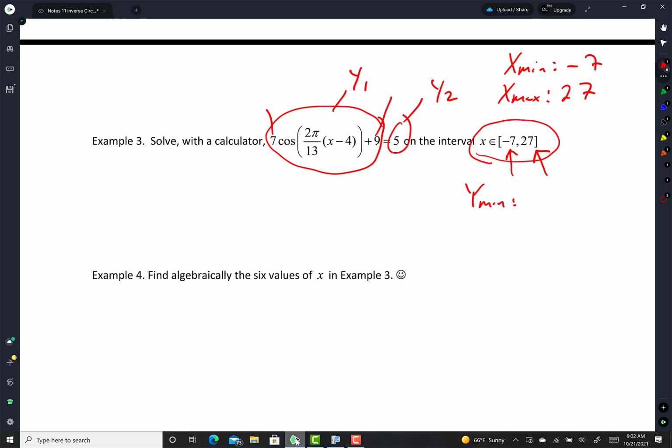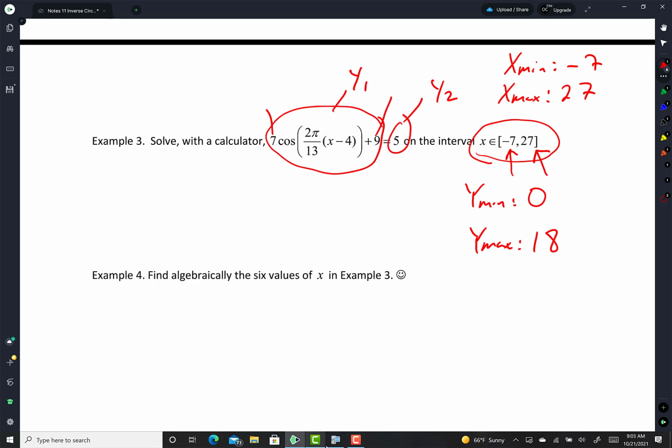So you usually want to go a little below that. So I'm going to say y min 0. Y max. Well, the midline is 9, and I go up 7. So that's going to go to 16. And I like to go a little above that, so 18. And then y scale, whatever you want it to be. It doesn't matter. So there it is.